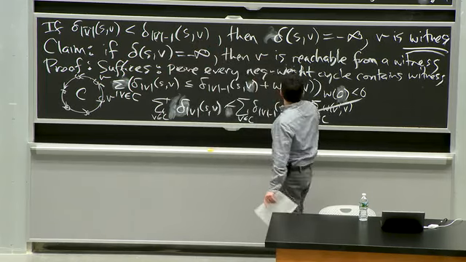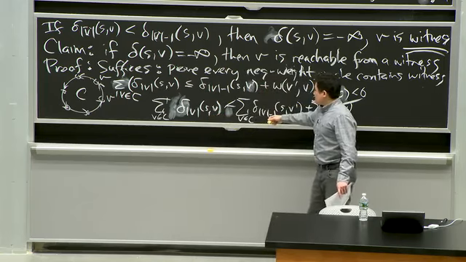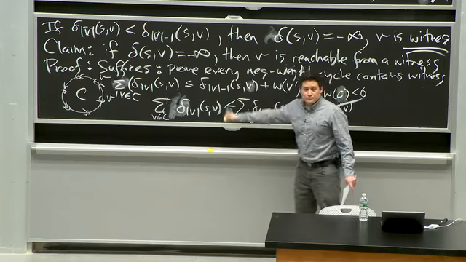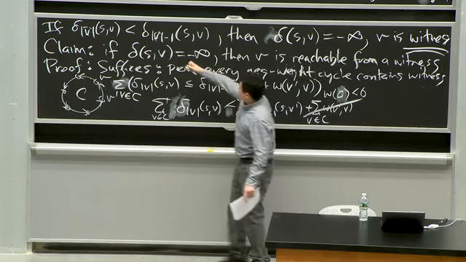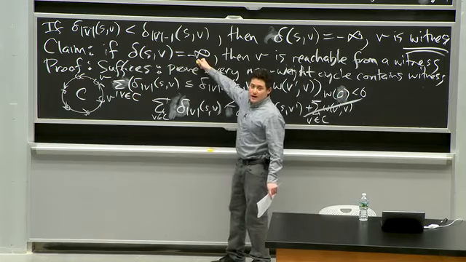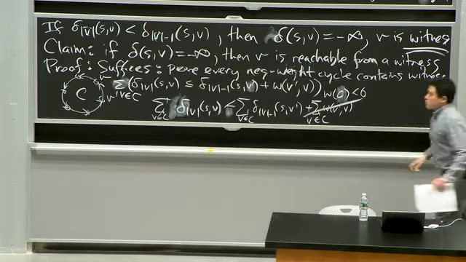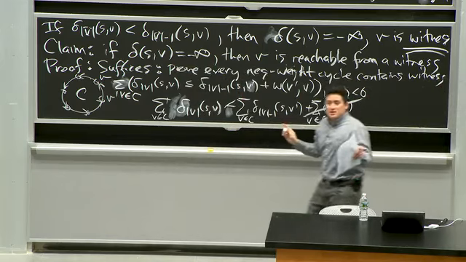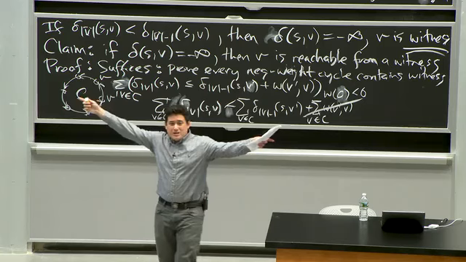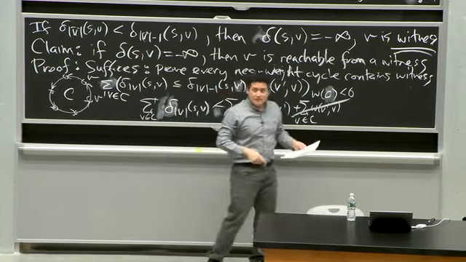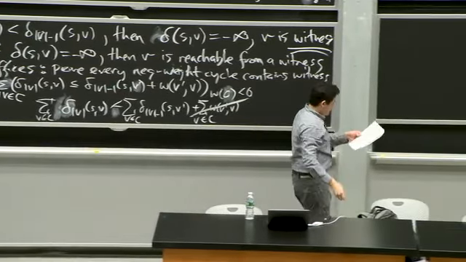Right? If all of them are not witnesses, then this thing is bigger than this thing, at least as big as this thing, for every vertex in my cycle, which is a contradiction, right? So the claim holds: if we have a negative infinite shortest path distance, then V is reachable from a witness. So it suffices for us to find all the witnesses, find all the vertices reachable from the witnesses, and then mark them as minus infinity. Does that make sense? Okay.